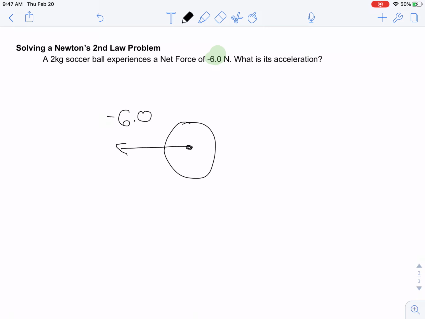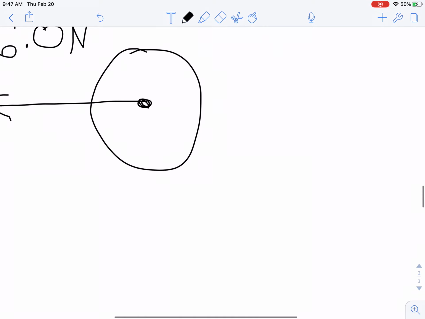So -6 newtons. So this soccer ball is experiencing a net force. It could have maybe like a force of friction in this direction and a kick in this direction, but the net force is -6 newtons. So when we add the forces together, our net force, and we could use this little backwards 3 looking thing, that means net force. We learned that in a previous video. The net force equals -6 newtons. And we know that the soccer ball is 2 kilograms, so I can write M equals 2 kg.